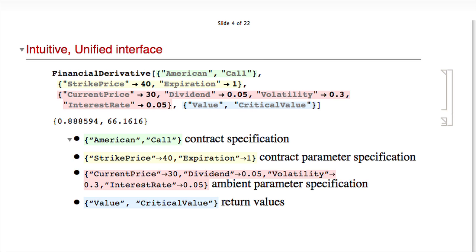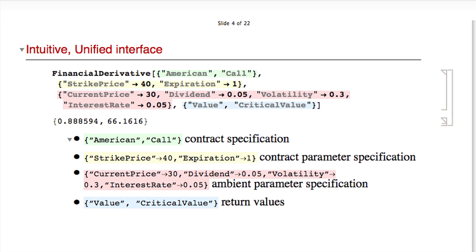Next to last is the ambient parameter specification, which are all parameters which are not dependent on the contract type. So for example, the current price of the asset, the dividend, they're not negotiated in the contract, but nevertheless have to be specified in order for you to be able to value the contract. And the last argument are the return parameters. In this case, I've specified value, which is the default return parameter. So if you don't specify anything as the fourth argument, then it just returns the value of the contract.